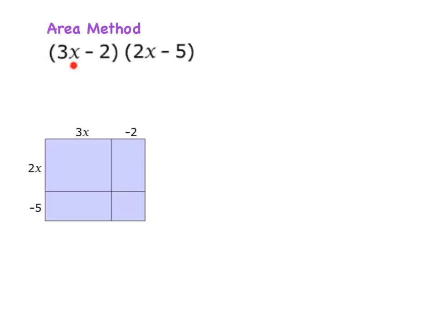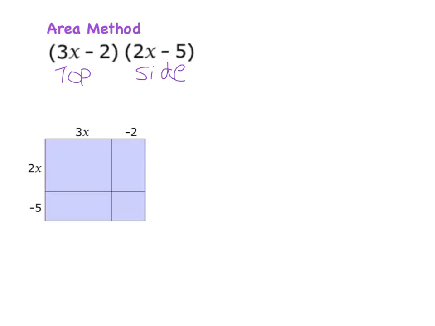All right, so we have 3x minus 2 multiplied by 2x minus 5. And what I can do here is I can use the area method to solve this. And what I do is I lay it out as I have done here, and I've got 3x minus 2 placed on top here. So I'll write top here. And then I also have 2x minus 5 placed on the side. All right, so I'll just write side here so that we know where that goes.